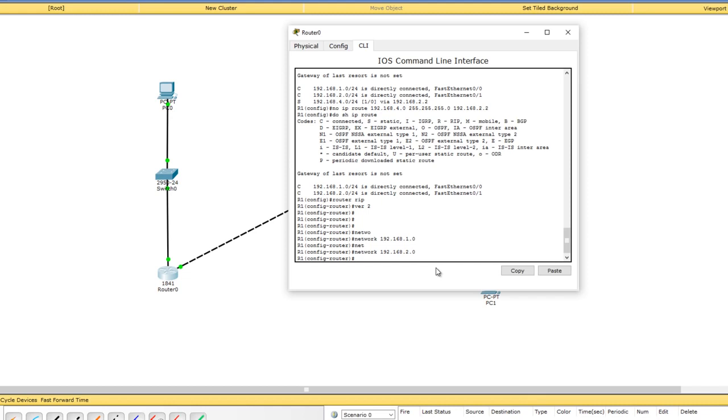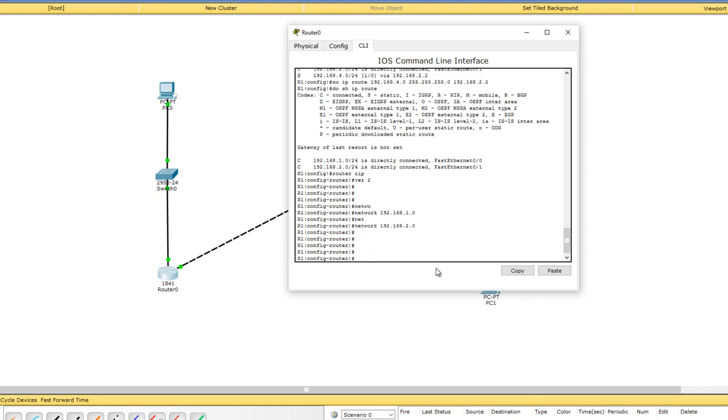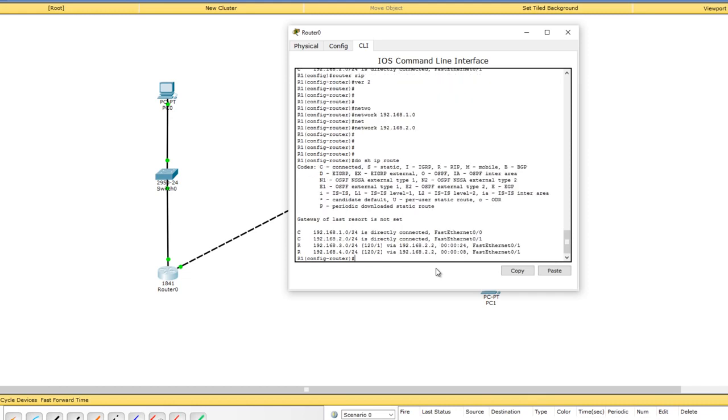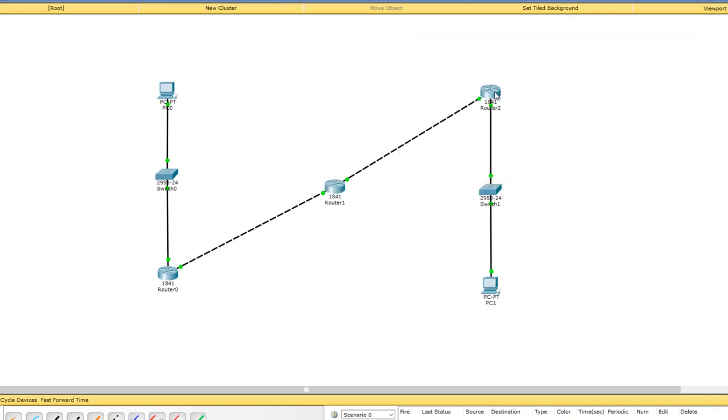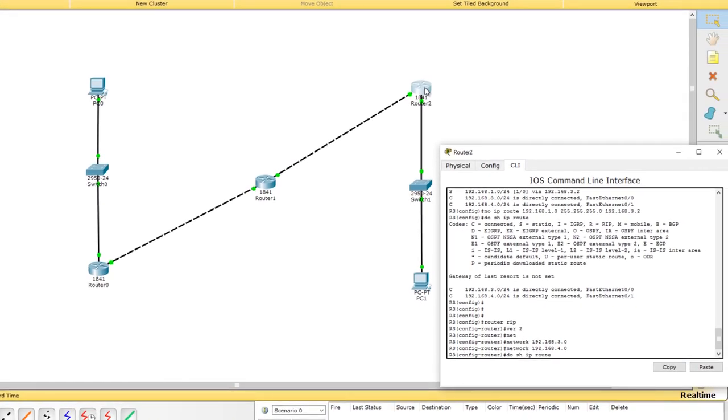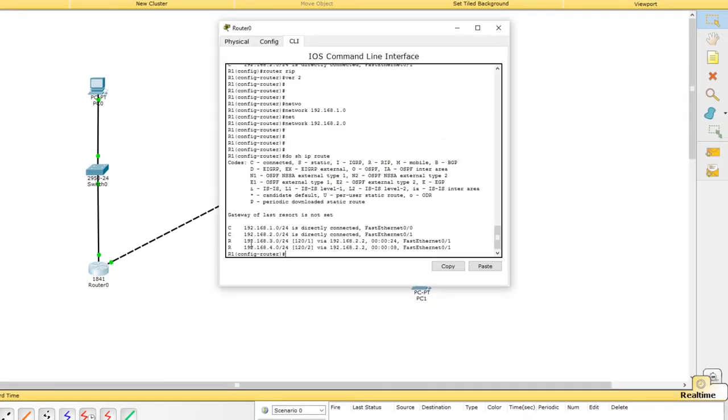I'm gonna go here, I'm gonna do the same thing, do show IP route, boom, look at it. Again here, do show IP route, boom, and do show IP route, boom. See, so these two are connected. We knew this already. Now you see R is RIP. Can you see RIP? R is RIP. It learned about 3.0 and 4.0. I just put two commands.